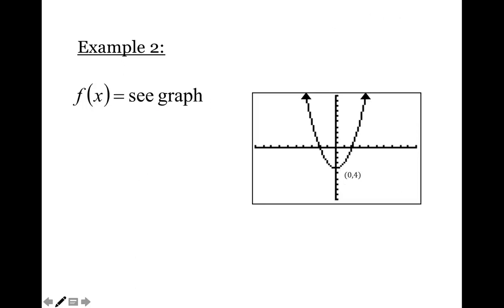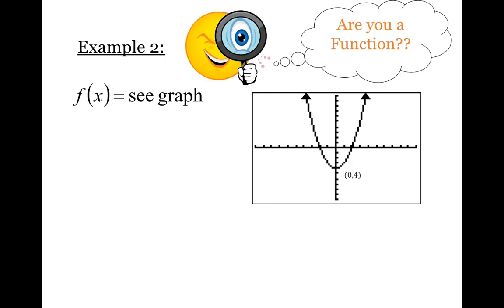Let's look at another one. Here we've got a quadratic, a parabola with a vertex at 0, 4. It is a function, isn't it? It passes the vertical line test. What's the domain and the range?